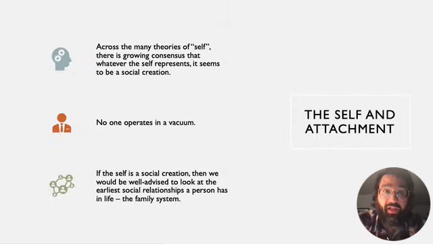So we'll talk a little bit about the development of self in the context of attachment then. Across these many theories of self, there is growing consensus that whatever the self represents, it seems to be a social creation, and that arises particularly in early development, because the interactions with our family, that's our entry point into society itself, right? Our family is our first point of contact with society. So that's where this sense of self will start to emerge, in the context of these social relationships at home, right? No one operates in a vacuum. We all have relationships to important people early in life. So if the self is a social creation, then we would be well advised to look at the earliest social relationships that a person has, again, the family system, being our first point of contact with the social world.